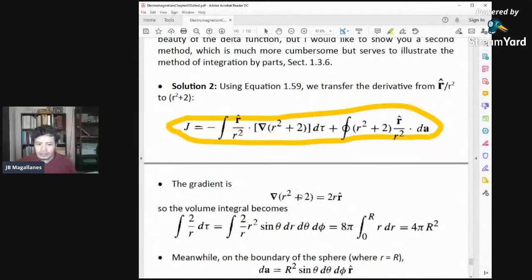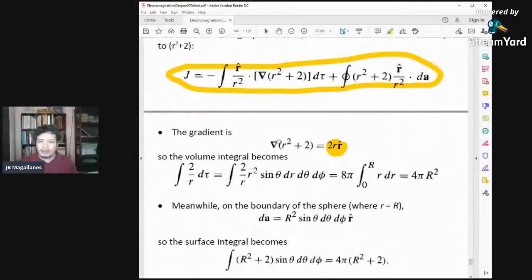So the gradient of r squared plus 2 is just equal to 2r r hat. You can calculate that by longhand, and you will find out that this is just equal to that. And of course, there's also a formula because this is a generalized derivative. The derivative of x to the n is just equal to n times x to the n minus 1. So in this case, you're getting the derivative of r squared. So this is just 2r r hat.